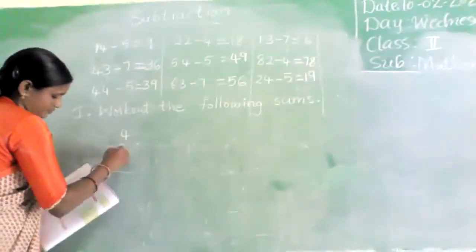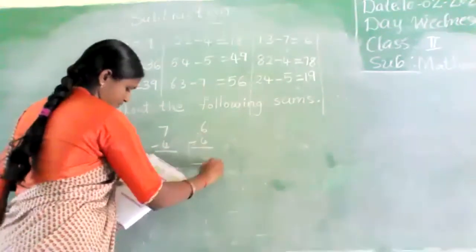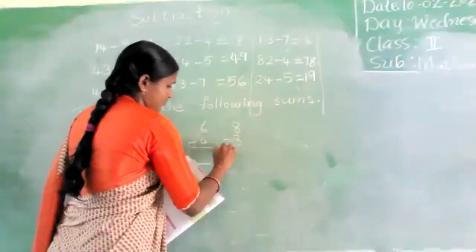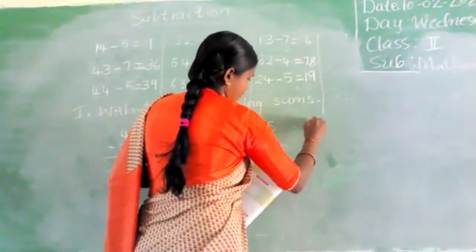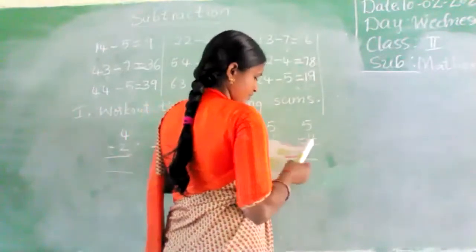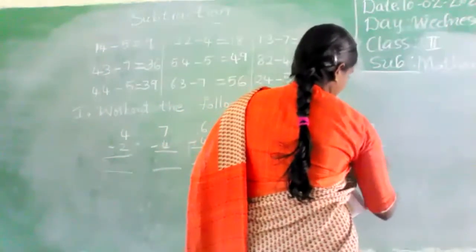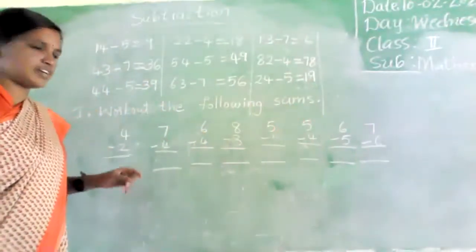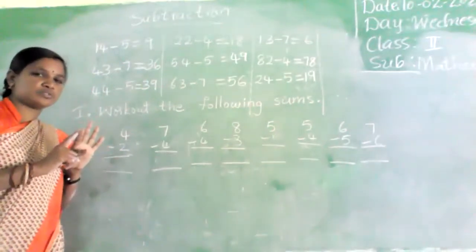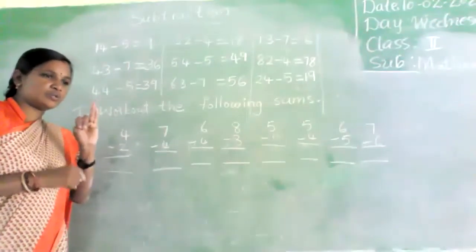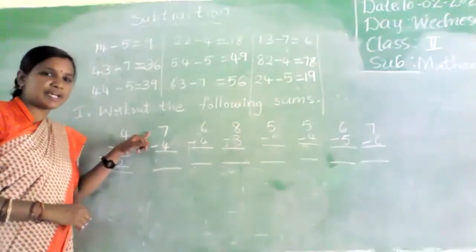4 minus 2, 7 minus 4, 6 minus 4, 8 minus 3, 5 minus 1, 5 minus 4, 6 minus 5, 7 minus 6. Okay, students, first, 4 minus 2. Take 4 fingers, remove 2. So 1, 2. What is the answer? 2. So 4 minus 2 is 2. 7 minus 4.